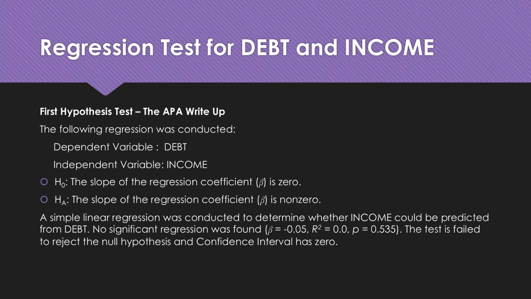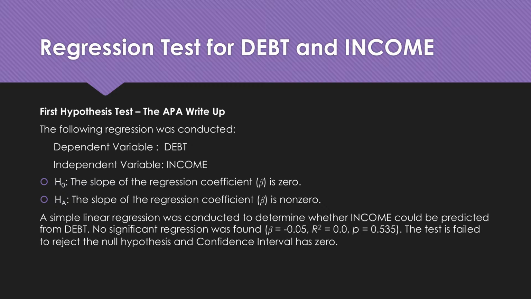In this slide, we are talking about the first regression test, which is conducted between debt and income. In the hypothesis test defined here, the dependent variable is debt and the independent variable is income. The null hypothesis is that the regression coefficient is 0, that is, beta equal to 0. The alternative is that the regression coefficient is not equal to 0, that is, beta not equal to 0. Using PSPP, we conducted the linear regression test between income and debt.